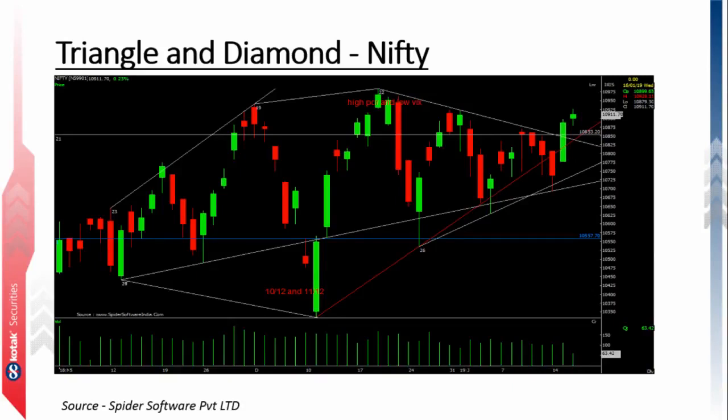Again, in the last leg of this formation, we can clearly see that Nifty has formed a triangle formation, and yesterday it closed above the mark of 10,870, which is positive for it. Today also the lowest of the day was around 10,870, which we can consider as a pullback or retracement to yesterday's breakout. So we are expecting further upside in the market based on this formation.